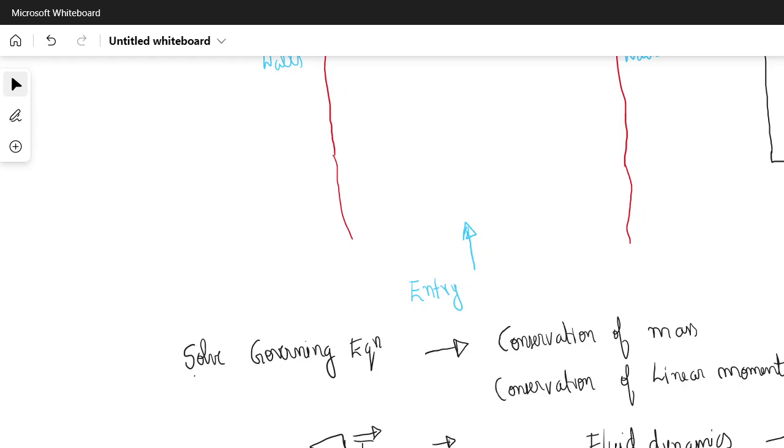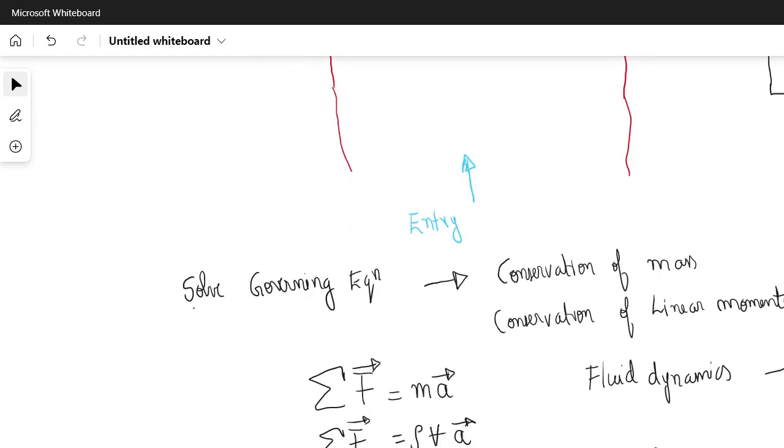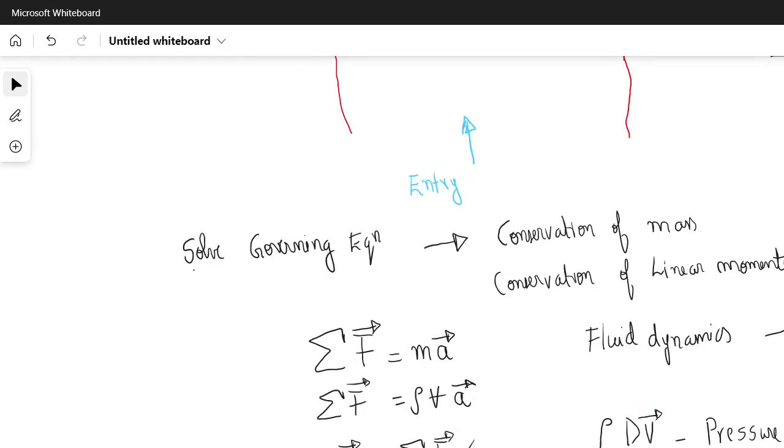This is Newton's second law. The summation of forces is mass times acceleration, and mass is density times volume. Here we are dealing with the control volume, so force per control volume equals density times acceleration. The acceleration is nothing but the rate of change of velocity.